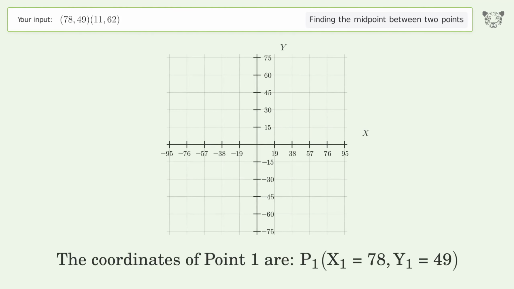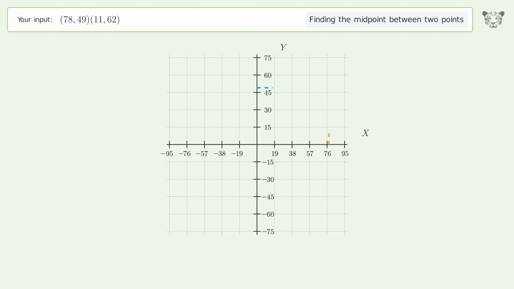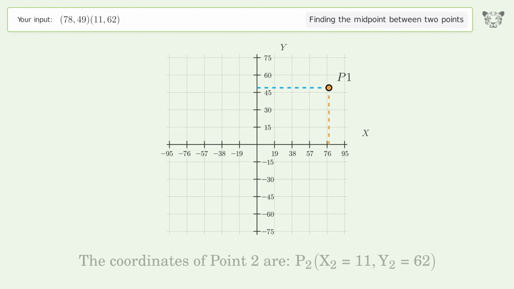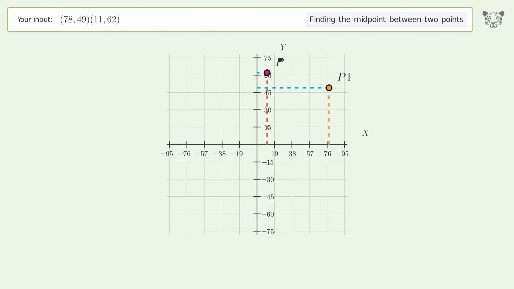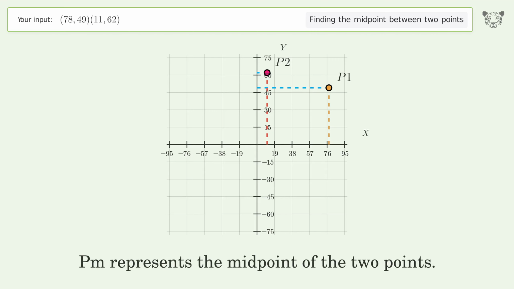The coordinates of point 1 are x1 equals 78, y1 equals 49. The coordinates of point 2 are x2 equals 11, y2 equals 62. PM represents the midpoint of the 2 points.